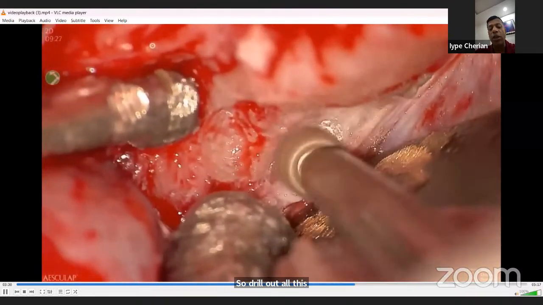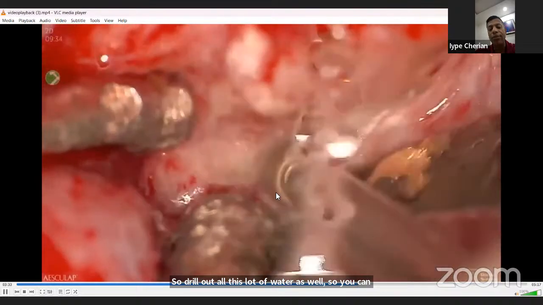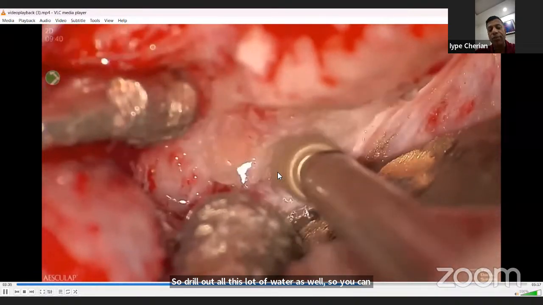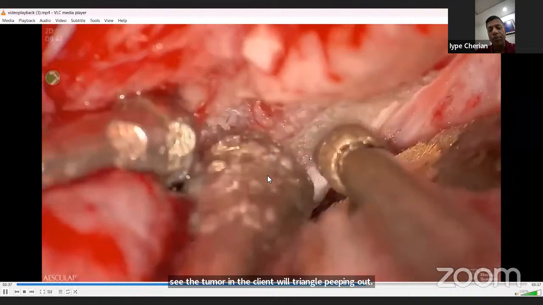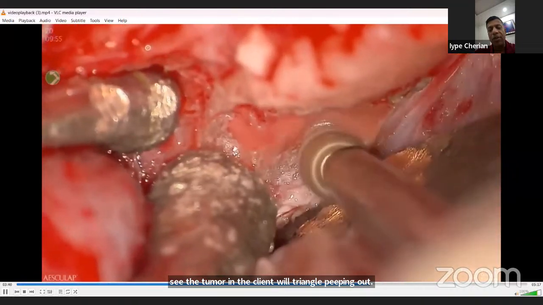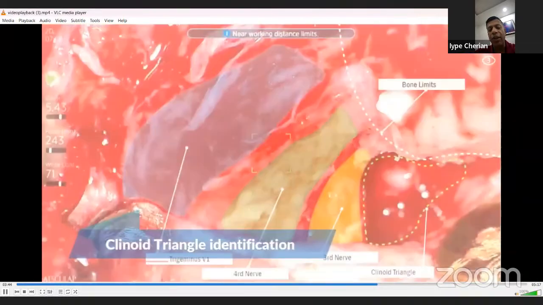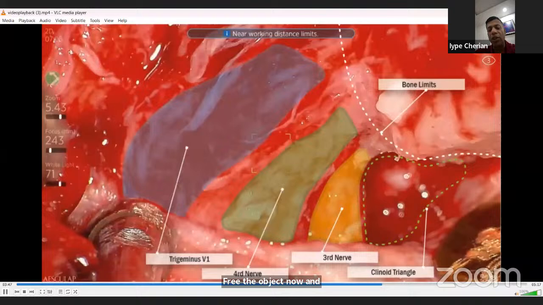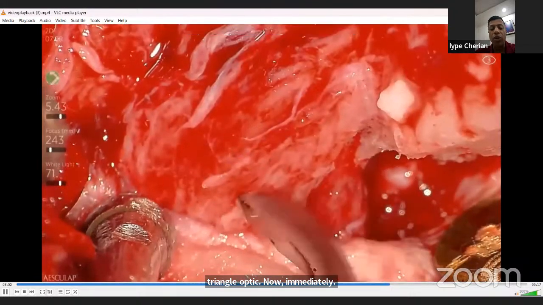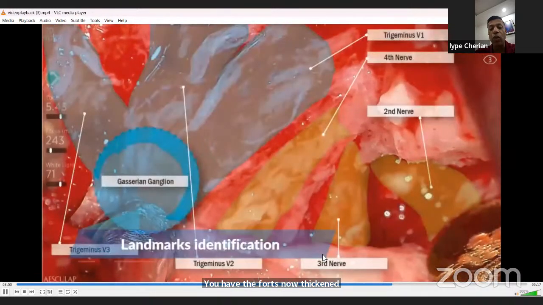So you can see the tumor in the clinoidal triangle peeping out. Completely free the optic nerve, and then that's the clinoidal triangle. Optic nerve medially, third nerve laterally. You have the fourth nerve, thickened fourth nerve. You have V1, and then you go between the fourth nerve and the V1. That's Parkinson's triangle. You must be careful about the sixth nerve and the inferolateral trunk.